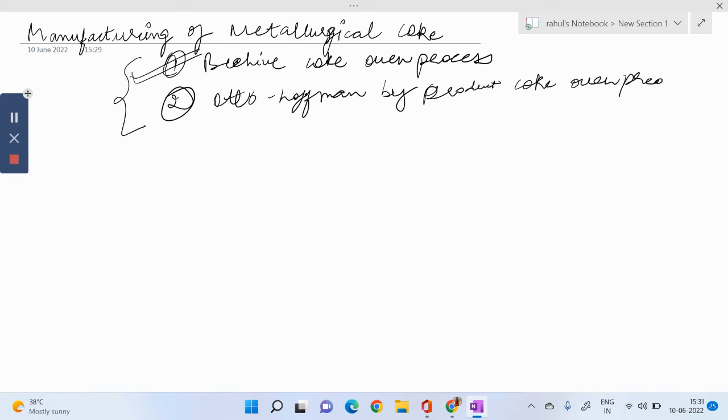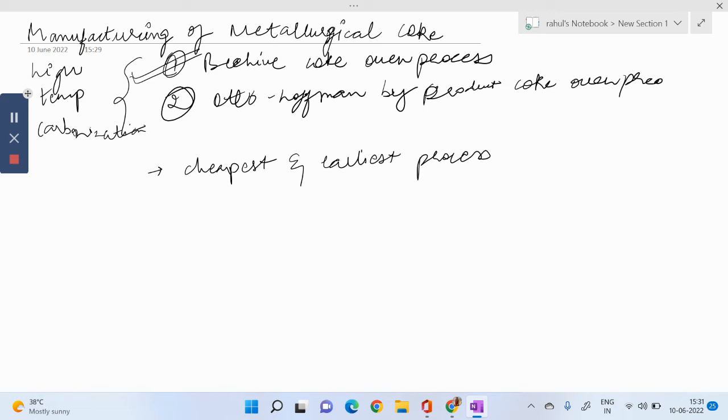Mainly these two processes work under high temperature carbonization. As we know, carbonization takes place under two categories, high temperature and low temperature. So these are the examples of high temperature carbonization. Beehive coke oven process is the cheapest and earliest process. Both of these processes are equally important for the exams.